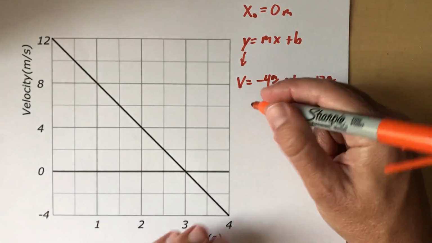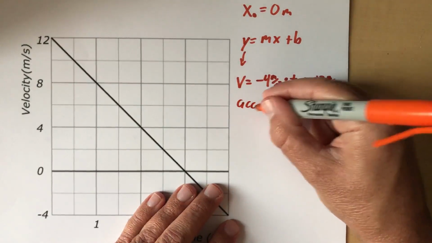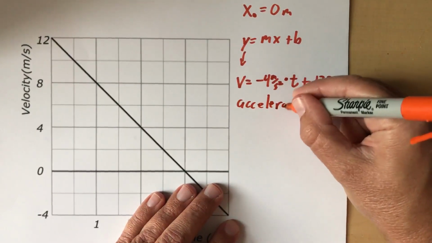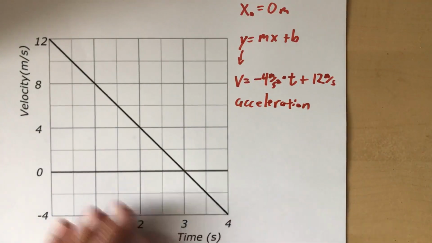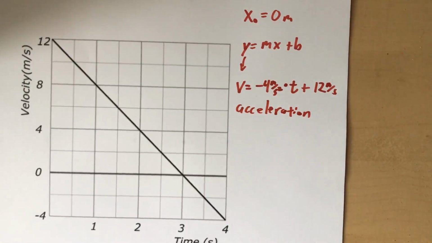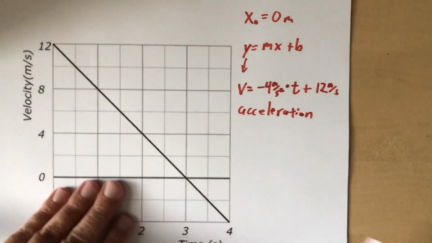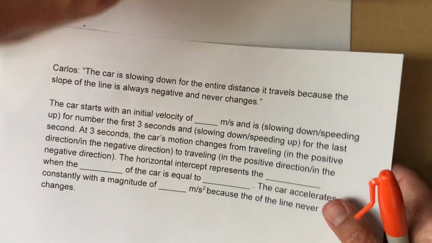And then they just say, what does the slope represent? We already know this. The slope represents the acceleration of the car there, since on a velocity versus time graph, the slope's always acceleration. So then they want us to fill in this little chart here.